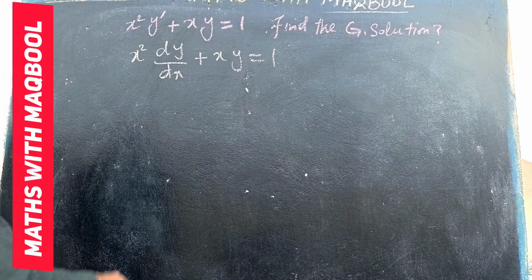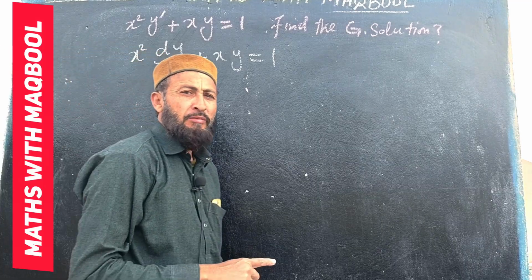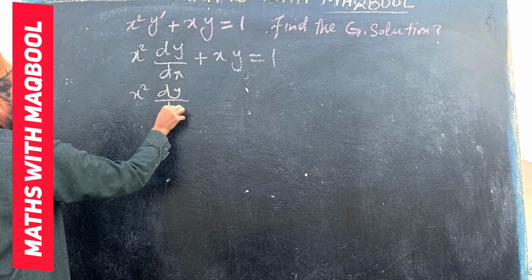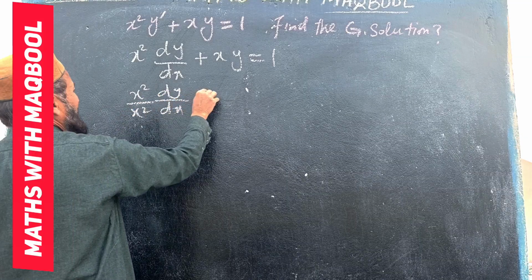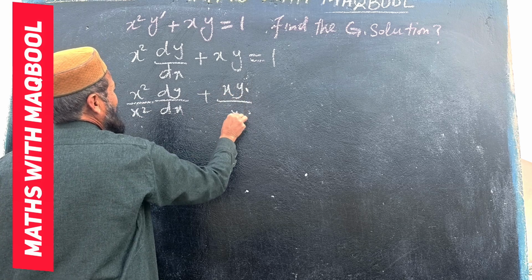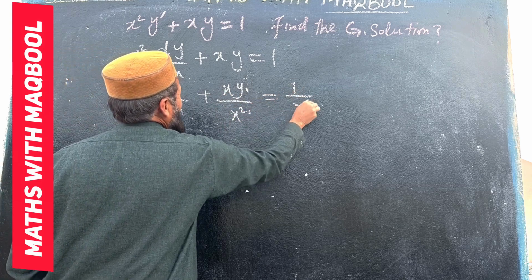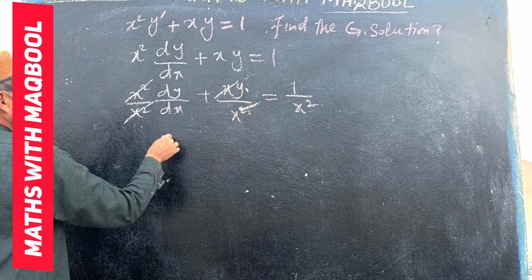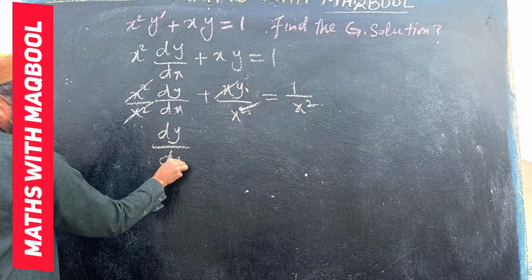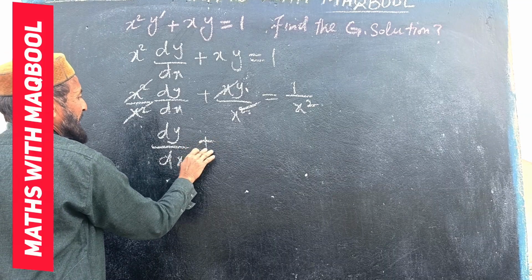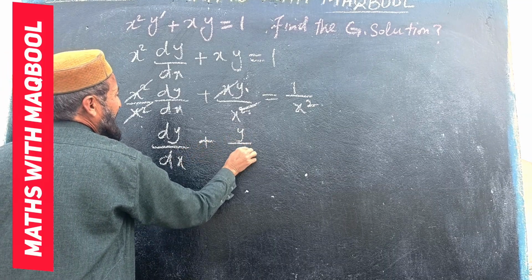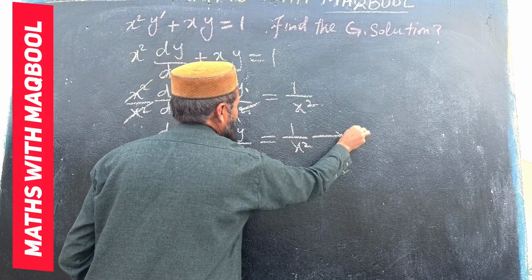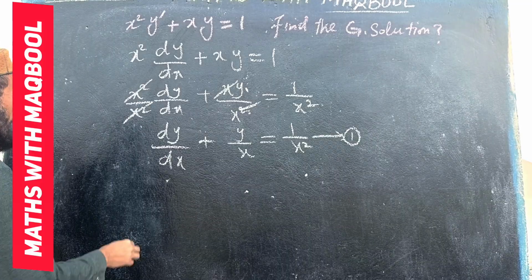Now we are trying to eliminate this x square. We divide both sides by x square, dividing each term: x square dy by dx, xy, and 1, all divided by x square. Now x square is cancelled, and we get dy by dx plus y divided by x is equal to 1 by x square.